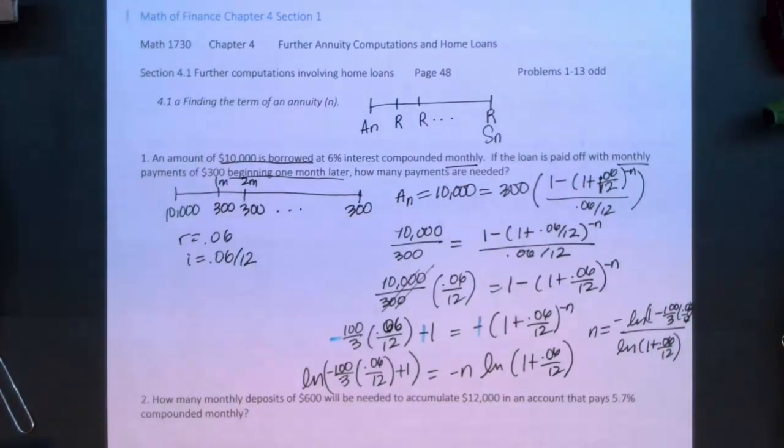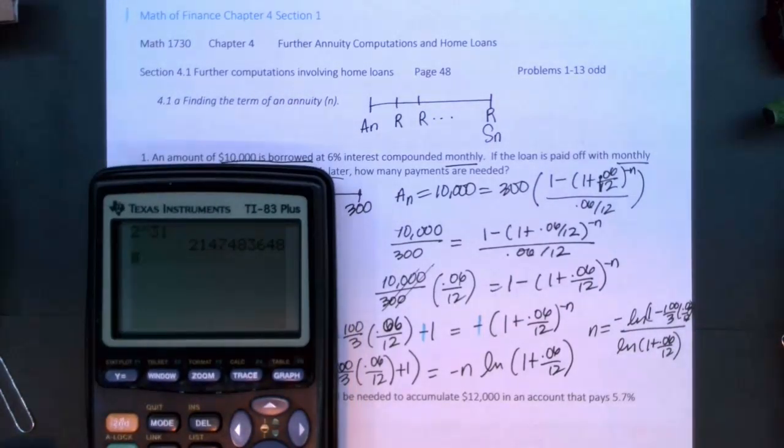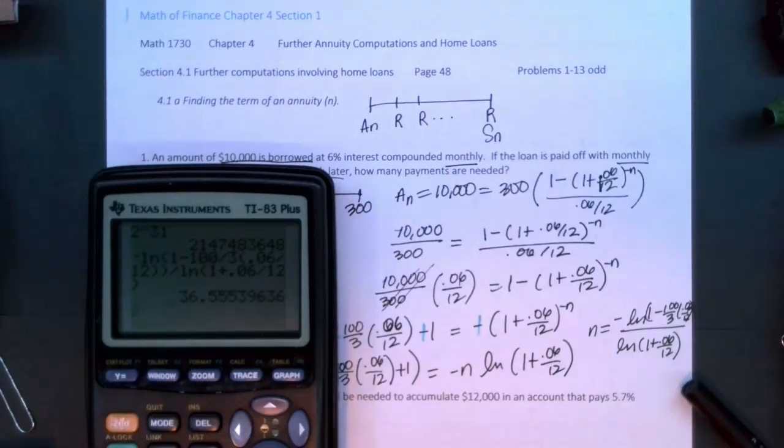So entering this in our calculator, we need to be careful. Okay, so I take a negative first, and then I'm doing natural log, and now I'm going to put this whole bit in my numerator, so 1 minus 100 divided by 3 times 0.06 over 12, and my natural log, and then I'm dividing that by another natural log, 1 plus 0.06 over 12. Every time you find n, you should get something positive, okay?